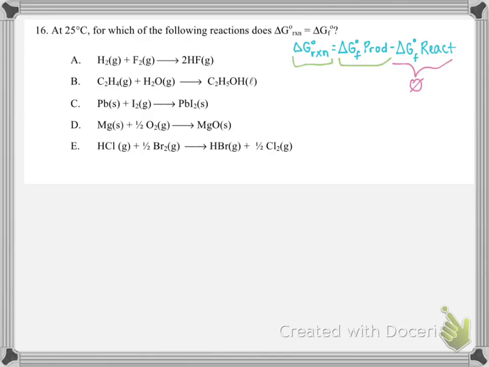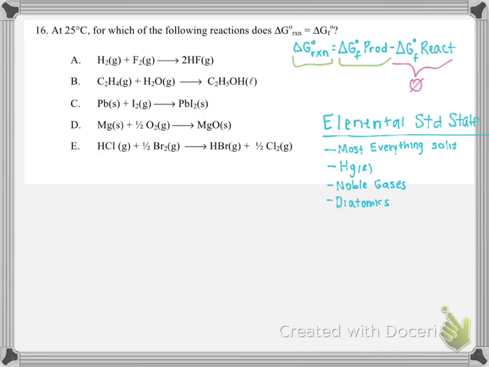Okay, but how do we know when it's equal to 0? We have to know whether an element is in its standard state. So I wrote a little table about how to tell when elements are in their elemental state, because at their elemental standard states, the delta G of formation and the delta H of formation is equal to 0.